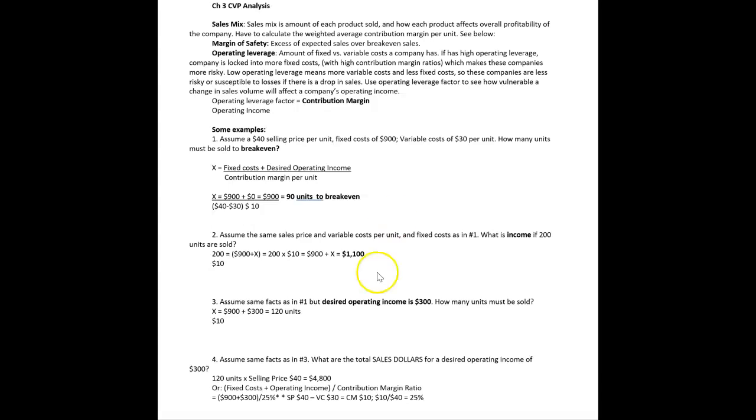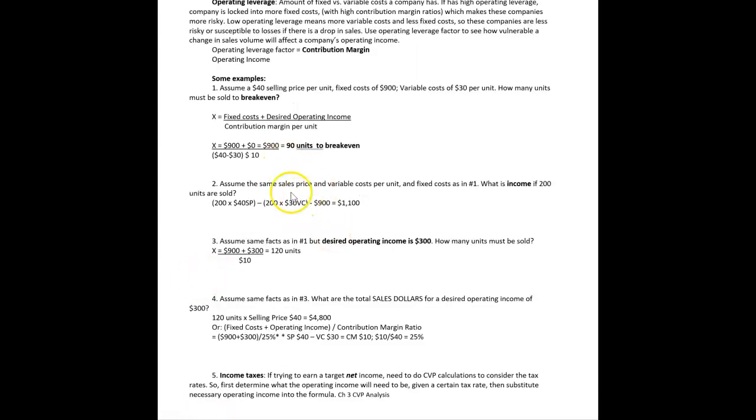Now we're going to adjust it a little bit. We'll have the same selling price and variable costs and fixed costs, but what we're going to ask is, what would the income be if 200 units were sold? I just paused the video here and changed this solution, and I want to show you two different ways. In this case, now we've got the same selling price and variable costs and fixed costs.